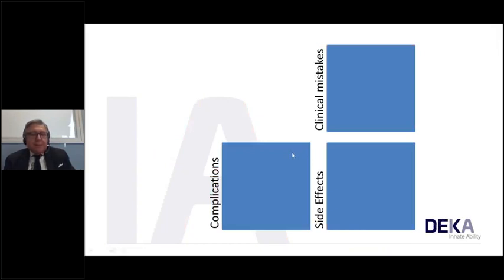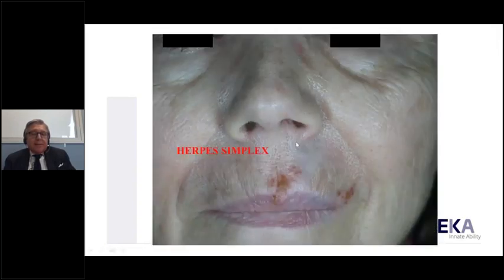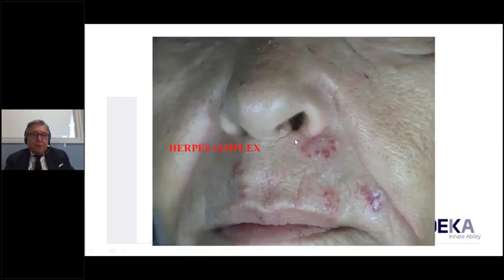Complications, mistakes, and side effects. One of the most common mistakes is herpes simplex. Normally, if there is a positive history in the anamnesis of herpes simplex, or when we are very aggressive with the fractional, we are eating a lot of the skin. It's like sunburning. So we need to prevent this by giving an antiviral drug, to avoid multifocal herpes simplex. This is one of the most common side effects, the unwanted effects that we get.